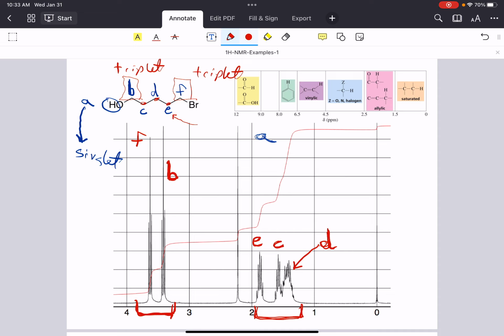So that's how we can nail down each of those peaks in this particular one. Again, here we're relying on a combination of chemical shift and splitting to figure out the assignments.